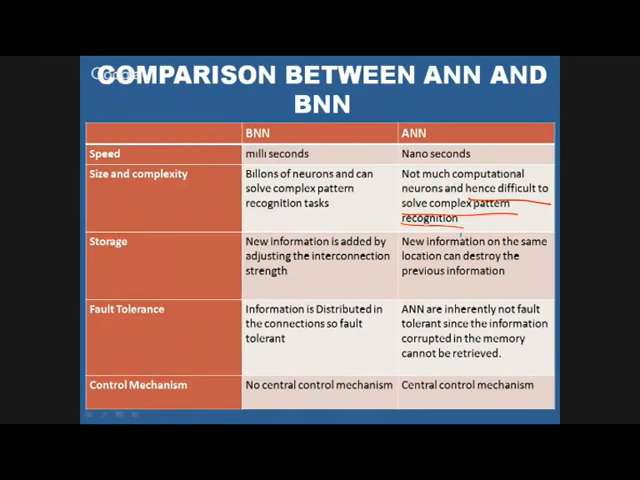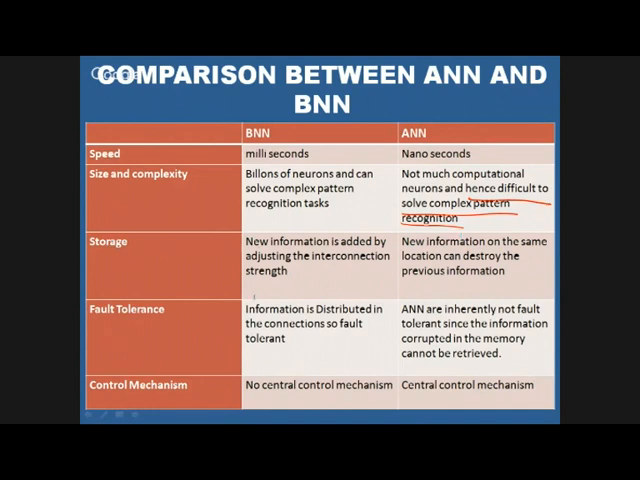Our brain is very intelligent, you know. Whatever complex model we see, we immediately recognize it. But if we want to do the simulation with this artificial neural network, it is not possible because of the limitation of the number of computational neurons.